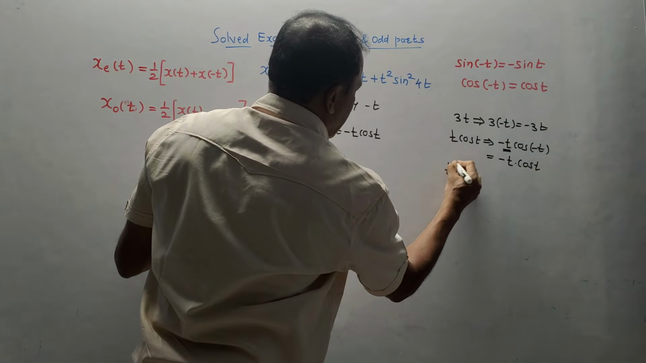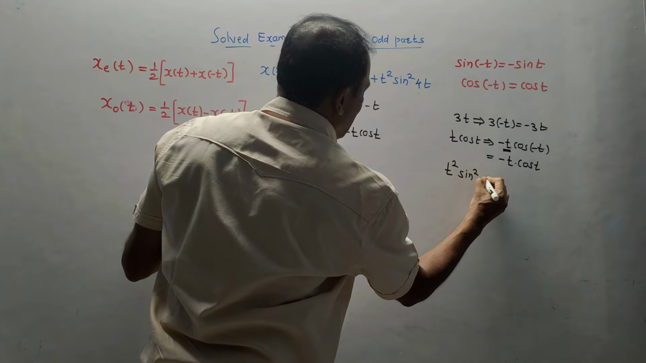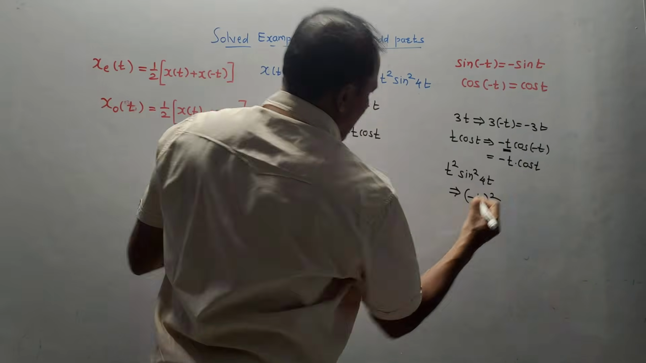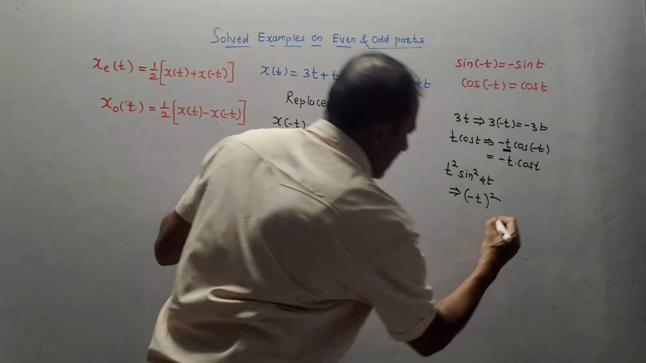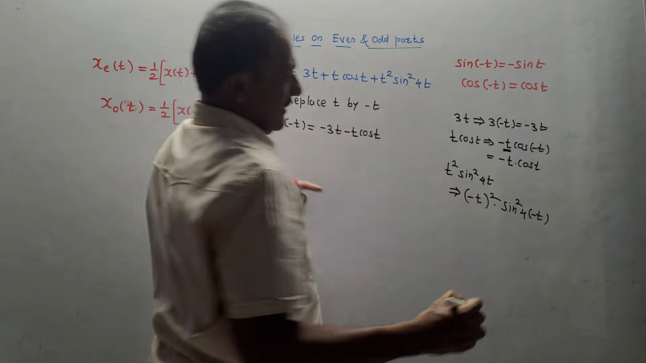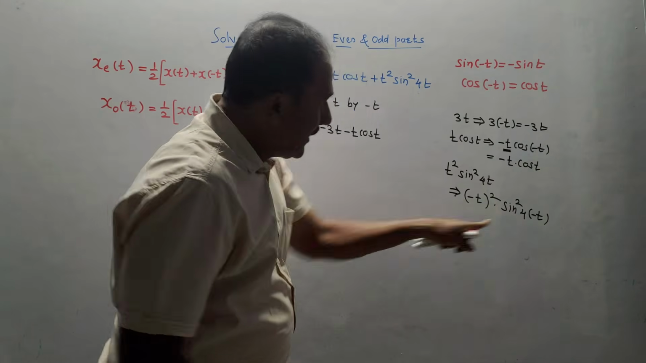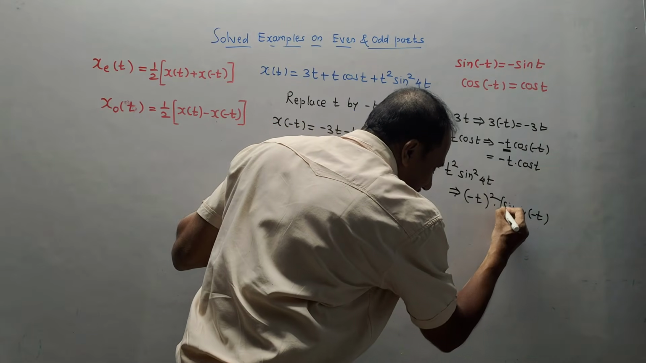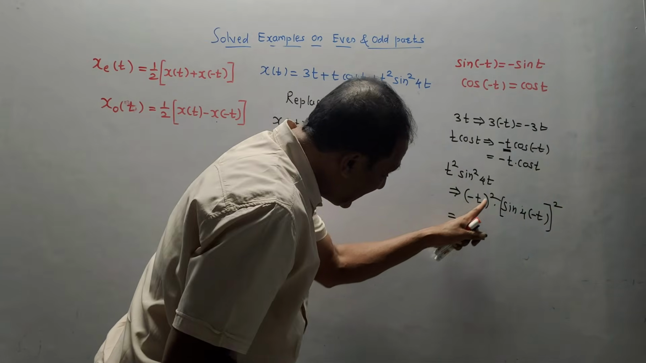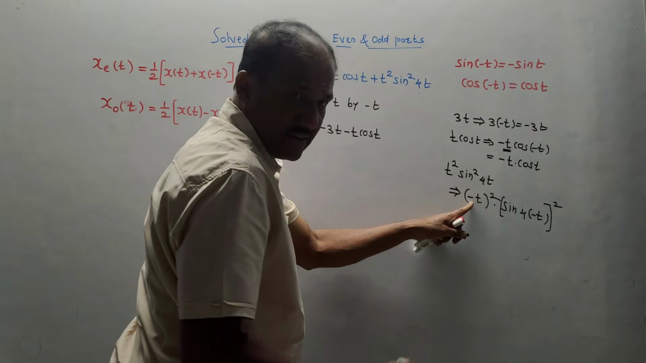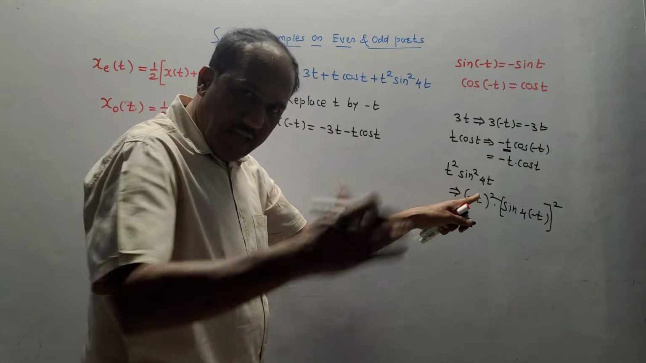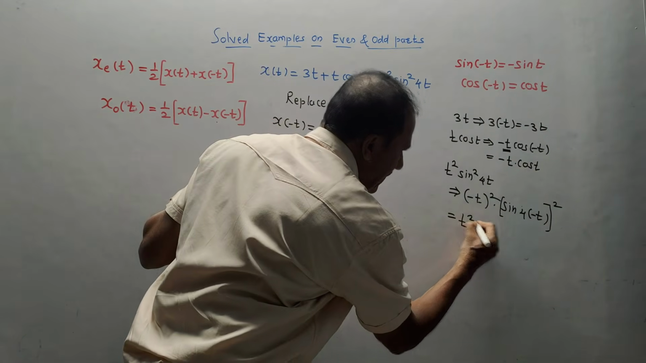Next term, last term, it is t square sin square 4t. It can be written as minus t bracket square. Every t we need to replace by minus t, into sin square, which remains as it is, 4 of minus t. Now this is sin square. It can be written like this: keep it in a bracket and write it as a square. Now this minus t square becomes plus t square, because as I said earlier, if the power is even, the answer becomes positive, so it becomes t square.